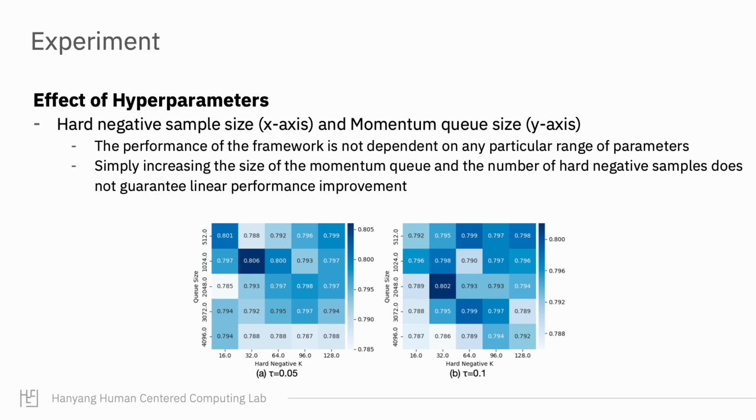Finally, we investigated the effects of hyperparameters. In the figure, the x-axis denotes the hard negative sample size and the y-axis denotes the momentum queue size. In this part, we found the following two findings. The performance of our framework is not dependent on any particular range of parameters, and simply increasing the size of the momentum queue and the number of hard negative samples does not guarantee linear performance improvement. So, we found our framework is robust in terms of hyperparameter sensitivity.